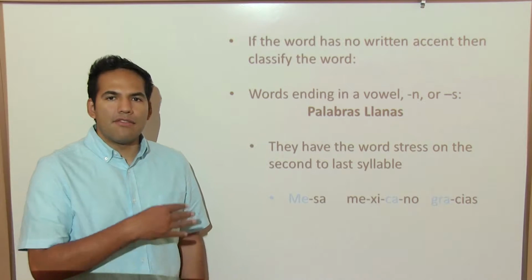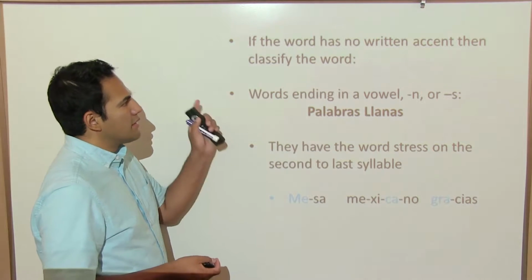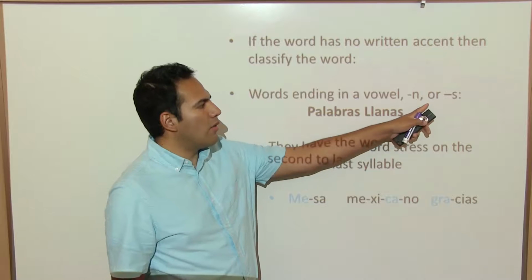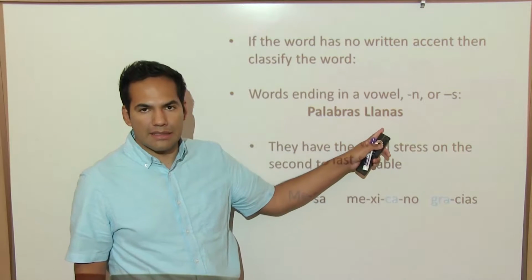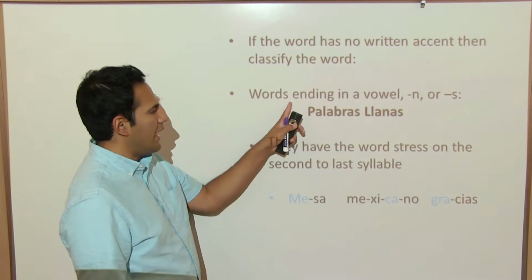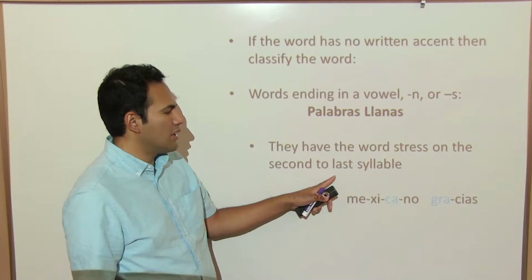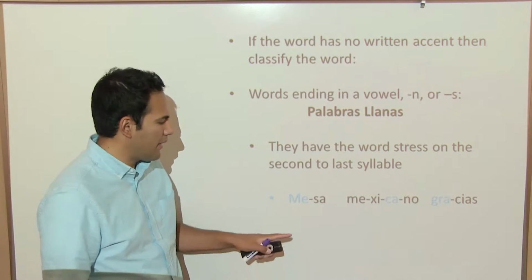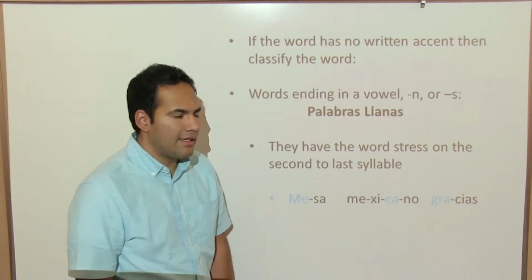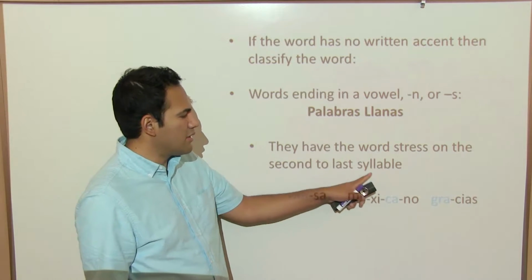Okay? But second, if the word doesn't have an accent on it, we're going to categorize the word. So if the word has no written accent, then we classify it. Words ending in a vowel, N, or S are called palabras llanas. Here are some examples. When palabras llanas end in a vowel, N, or S, we're going to stress the second to last syllable. So: mesa, mexicano, gracias. As you can see, they end with a vowel, a vowel, and an S. So we're going to stress the second to last syllable.